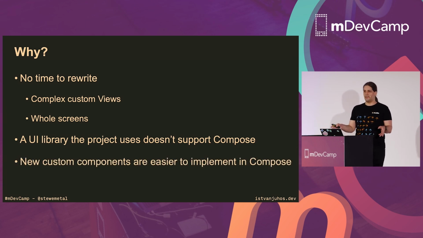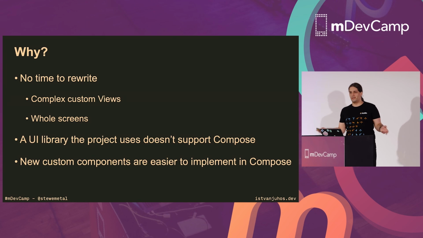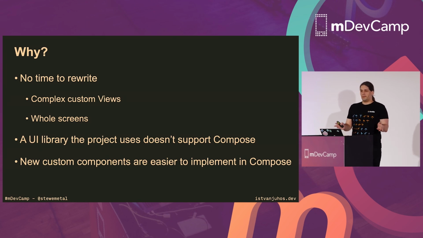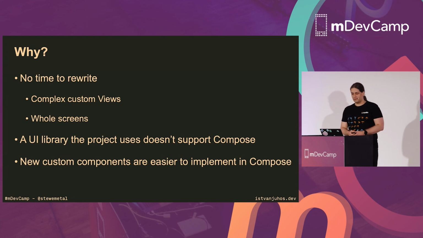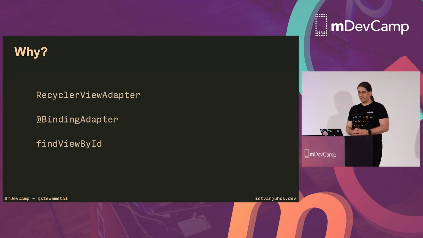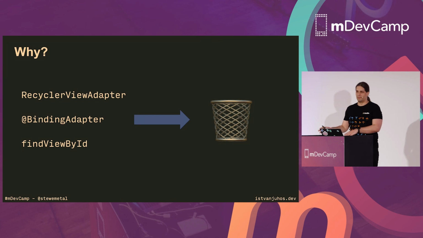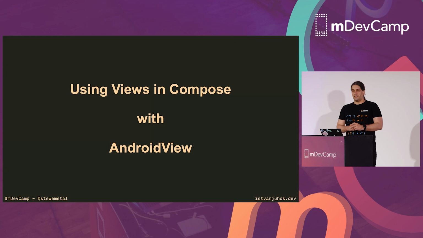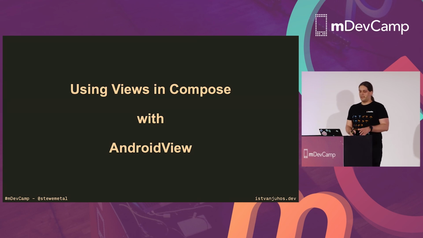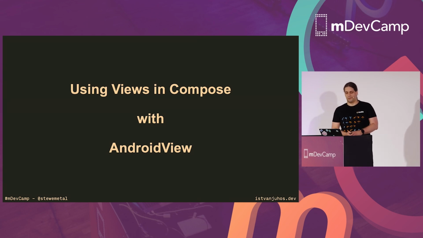And also, we are engineers. We like the new stuff. Compose is also awesome. So if you want to adopt it or implement new UI components, whole screens in Compose, then you might want to interact with the old part of your code. And of course, there are these things that we don't like anymore, right? So with this, you could just trash them and re-implement some parts in Compose, and just don't care about these things. OK, let's go to our first case study, using views in Compose with Android View.